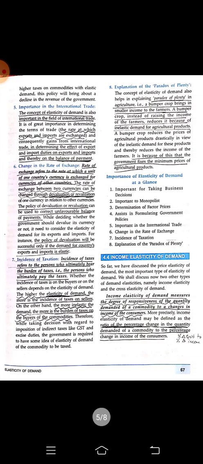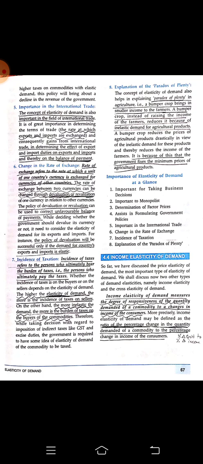Importance of international trade. The concept of elasticity of demand is also important in the field of international trade, in the rate at which exports and imports are exchanged, and consequently the gains from international trade, and in determining the effect of export and import duties on exports and imports, and thereby on the balance of payment. Balance of payment is a calculation of the exchange of goods, how much we are importing and how much we are exporting. In order to do all this work, we have to understand elasticity of demand.